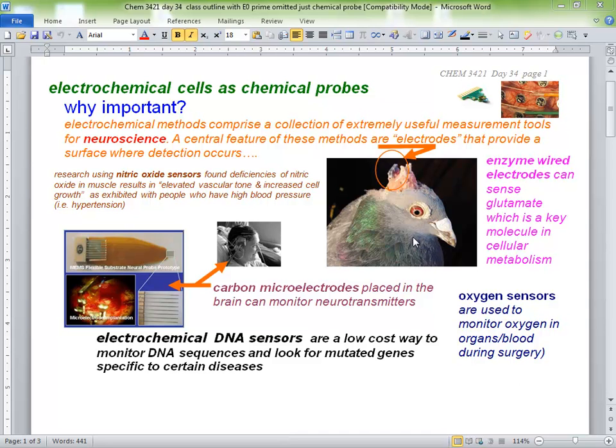So we'll be working on that. Right now, though, I think this is kind of interesting stuff. I just Googled and stole all these pictures from the internet. And these are electrochemical sensors.